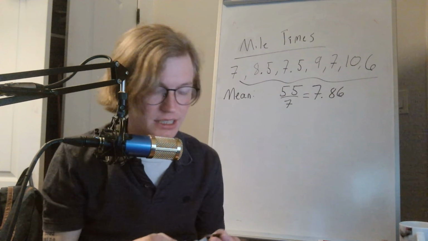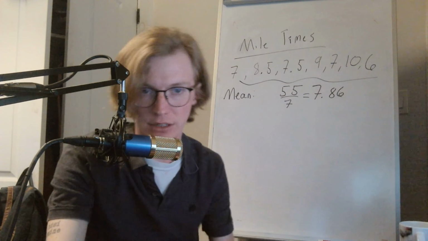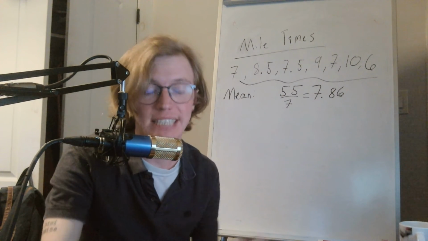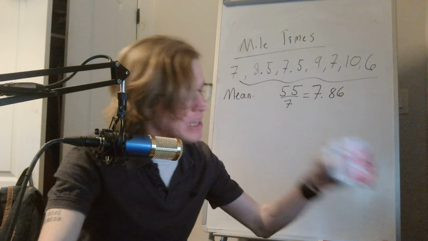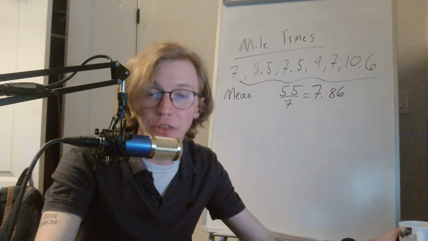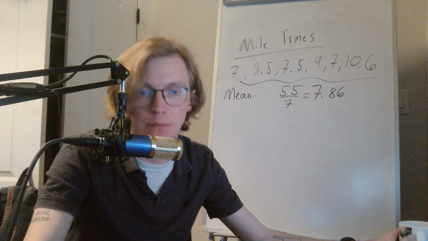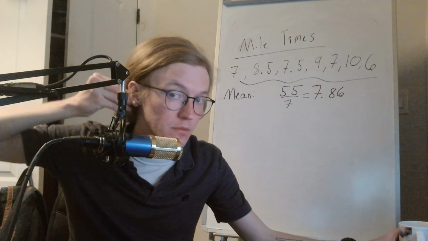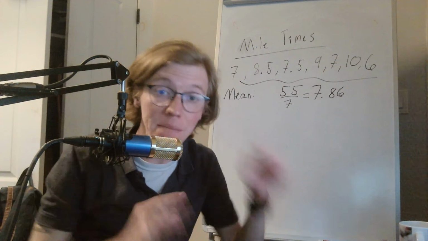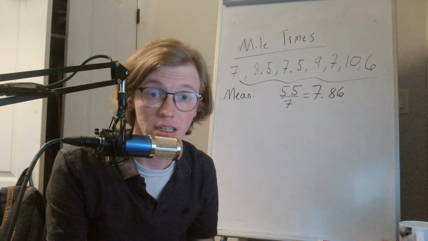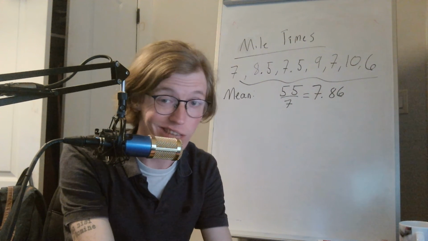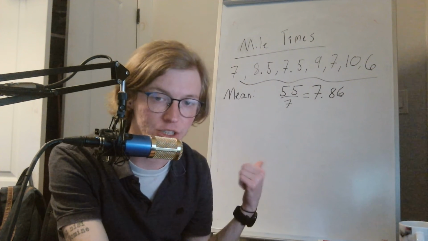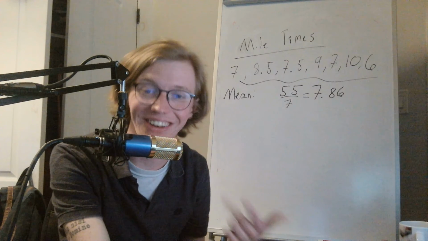And what that tells us is the average mile time in this race is 7.86 minutes for a mile, which is very fast. So you would use that to say the typical runner ran a mile in about 7.86. So that's the mean, that's the average. The next one is the median, and then we have the mode. And what's great about these two is they don't require any calculation. The mean requires calculation, but the median and mode just simply require looking at the data.